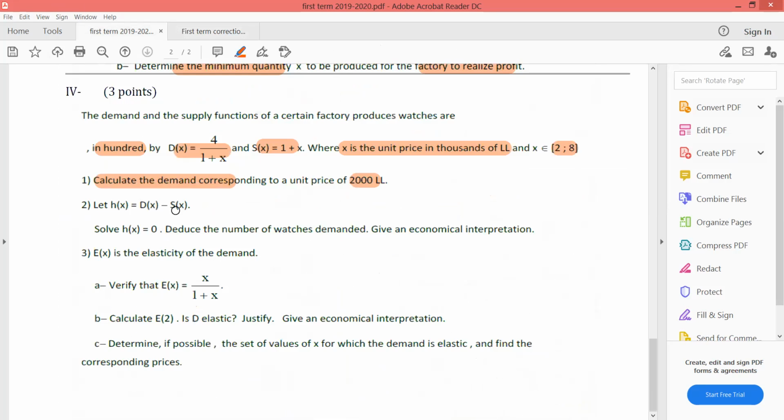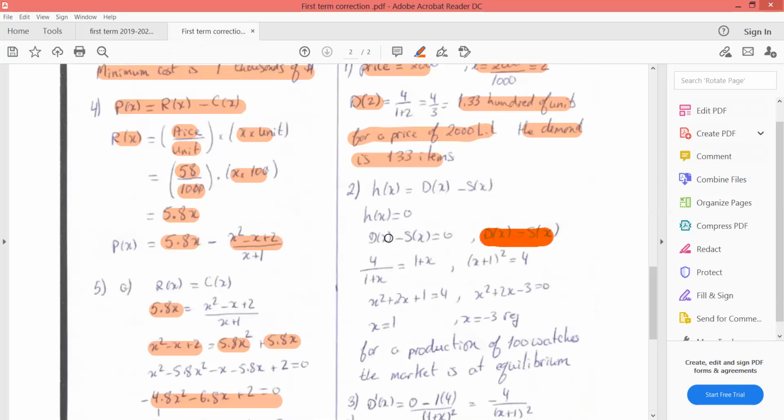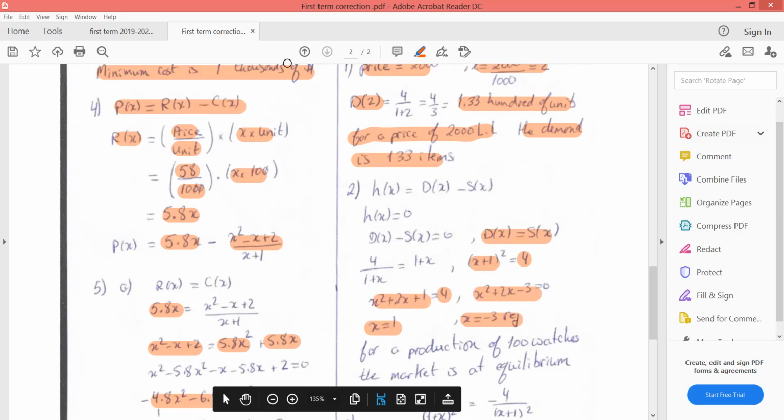Let Hx equal demand minus supply. Solve Hx equal to 0. How to solve it? Demand equals supply. We put 4 over 1 plus x equal 1 plus x. Cross multiplication, so x plus 1 squared equals 4. We expand: x squared plus 2x plus 1 equals 4. So x squared plus 2x minus 3 equals 0. Using the calculator, we get x equal 1. X equal minus 3 is rejected. So for a production of 100 watches.